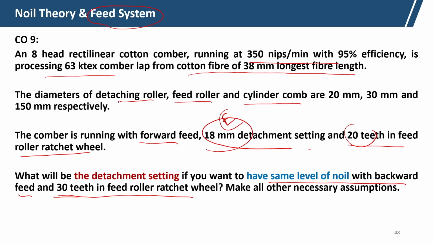So, initially it was 20 teeth with the forward feed. But here what we are doing, we want to have the same Noil percent and we want to find the detachment setting for backward feed, while the forward feed is 18 millimeter. So, we want to calculate the detachment setting, but the condition is that the Noil percent is the same. Now, let us see.